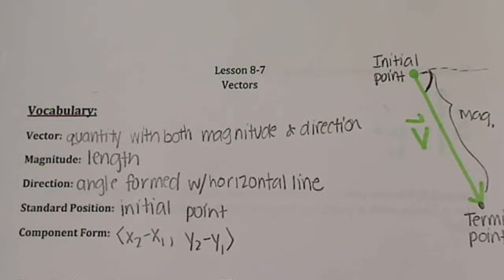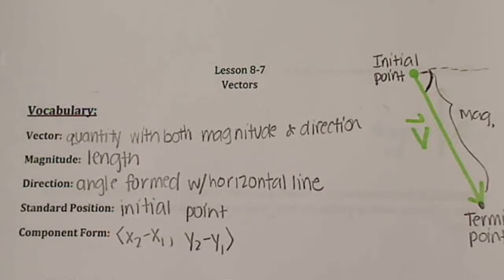So here's some vocabulary that I want you to write down while I'm explaining them. A vector is anything that has magnitude and direction. So what the heck is magnitude? It is the length of the vector. So if you are on the coordinate plane to find the length, you're going to use the distance formula.